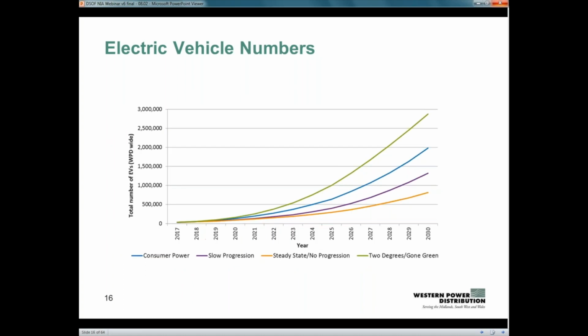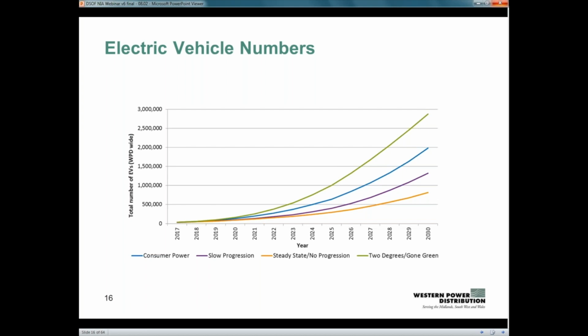What does this actually mean in terms of numbers? At the moment we've got very low levels across our WPD licence area. This is going to grow to almost 3 million under the high growth scenario, and under the lower growth it's just under 1 million, I think about 800,000. But numbers are only one part of this. Understanding how many electric vehicles there will be in our licence area gives us a starting point. But what we need to really understand is how many chargers there are going to be, what battery size, and what the charging profiles are going to be.